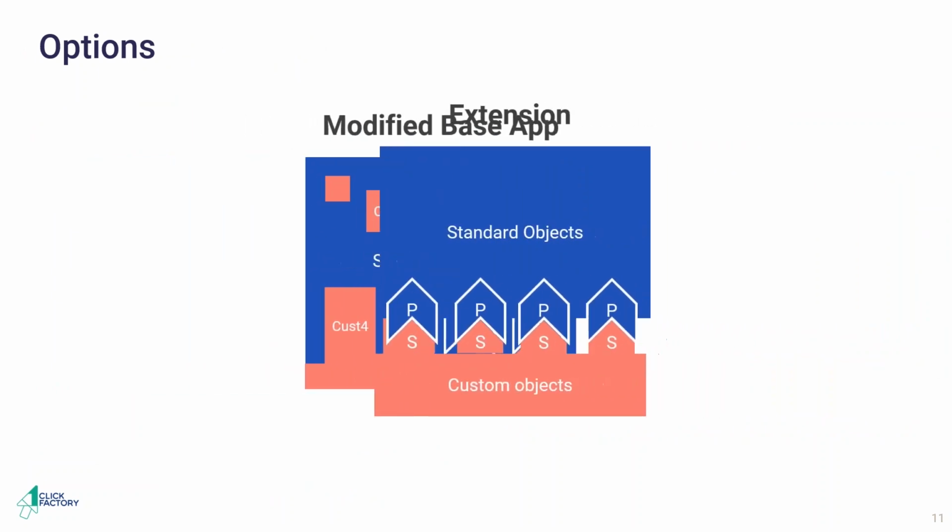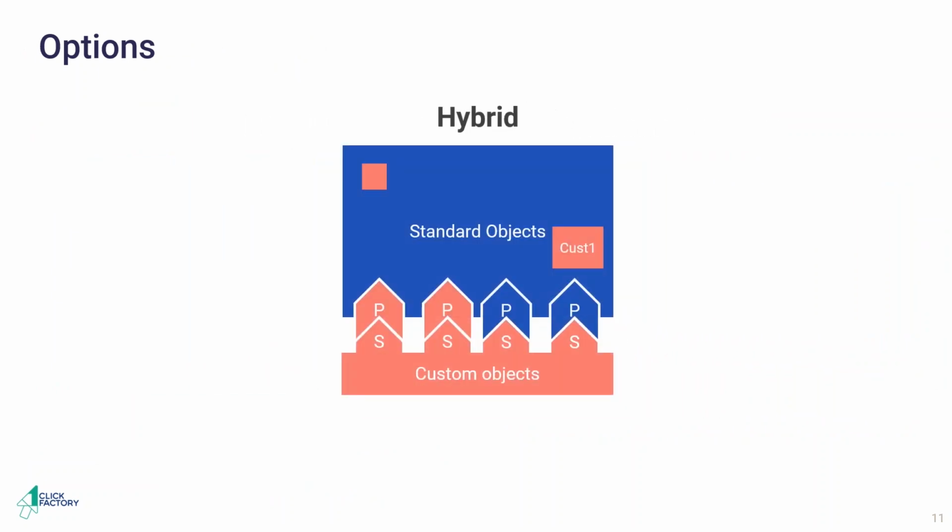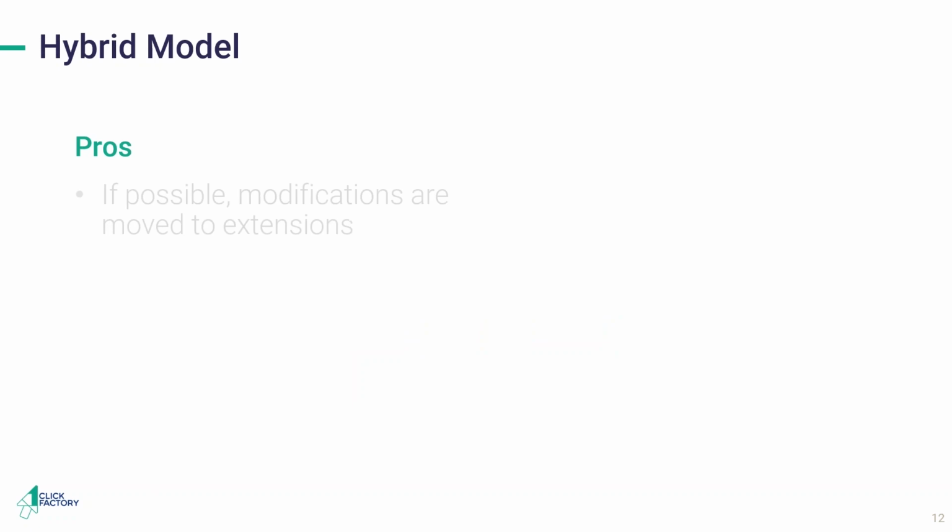The last option is having the best of both worlds, or in other words, a hybrid solution. In a hybrid solution, we have an extension in which most of the code is run, and also, if not possible to move from C/AL to AL, we leave some modifications in the base application. And why is this optimal for most solutions? If possible, most modifications are moved to extensions. This is quite good because we move as many modifications as possible to extensions, and we already have an extension in progress.